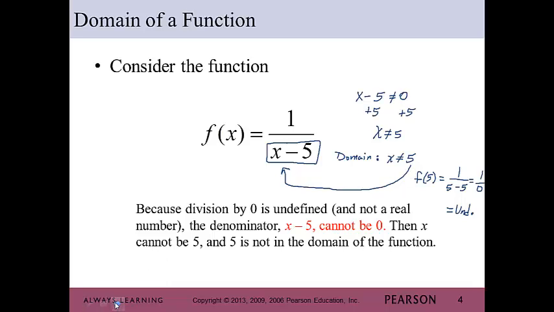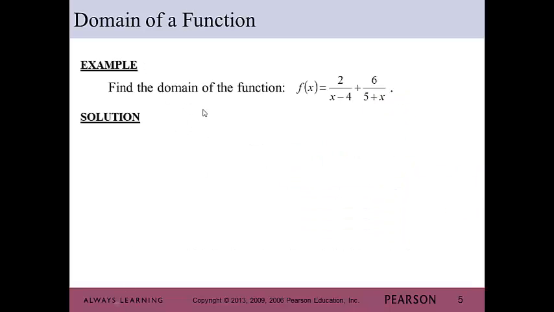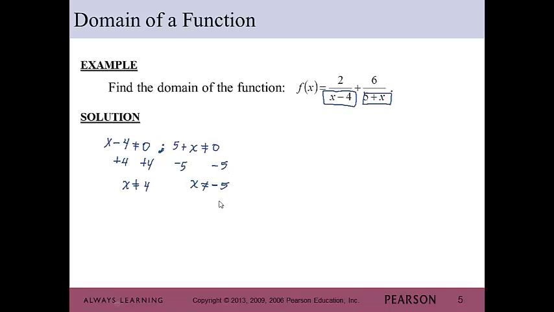Let's look at more examples. So it says find the domain of a function. And we have f of x equals 2 divided by x minus 4 plus 6 divided by 5 plus x. We see two denominators. So we're going to set them both not equal to 0. So we have x minus 4 does not equal 0, and 5 plus x does not equal 0. And then we're going to solve for x. We're going to add 4, and we get x does not equal 4. And we're going to subtract 5, and we get x does not equal negative 5.